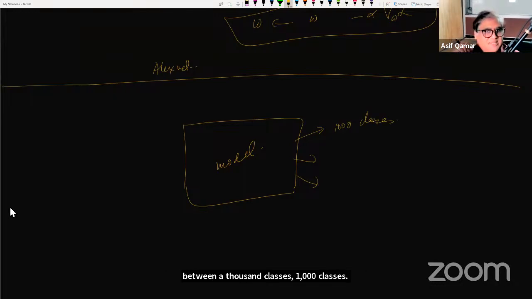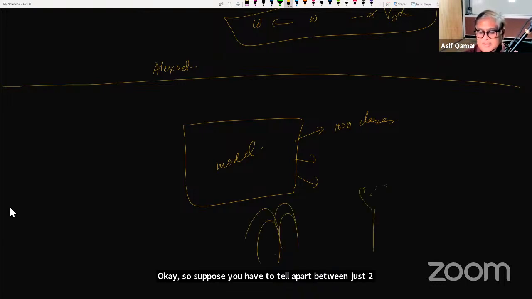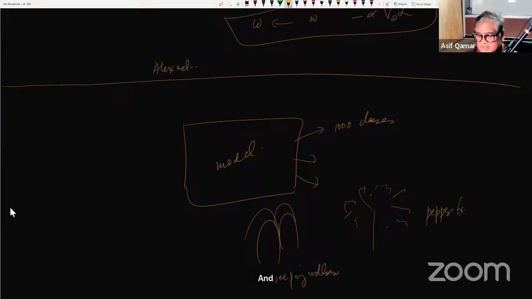Now, look at the problem that I gave you guys. Pepper tree versus weeping willow. Right? So suppose you have to tell apart between just two things. A tree that goes like this and a tree that is like this. Weeping willow and pepper tree, two trees very popular in California. And I ask you to tell them apart.